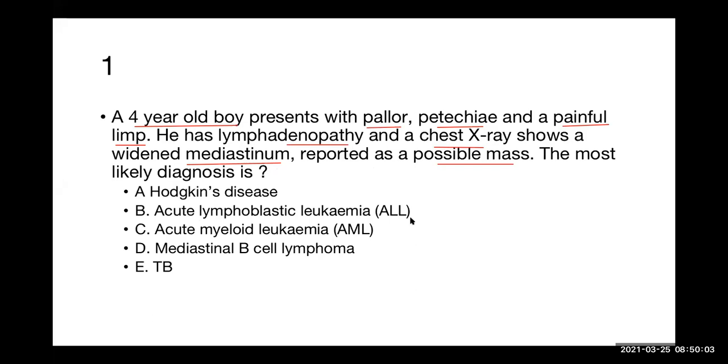Now you may argue, why not Hodgkin's disease and why not AML? Isn't it in very late stages? Even AML and Hodgkin's disease can have that, but age is not a factor here. That is not common in such a young age. Number one, and ALL is much more common than all of them. Much more common than all of them.